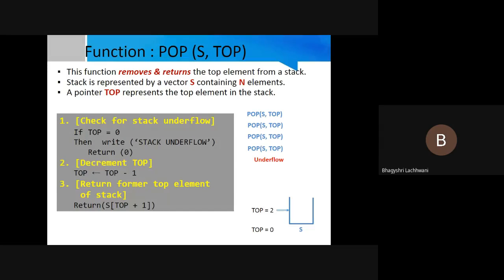That means whenever you are removing an item from the stack, it will be removed only from the top of the stack. Three steps you have to follow. First is to check the condition for stack underflow. Second is to decrement the top counter. And third is to pop the item that is on the top of the stack. Why top plus 1? Because we have already decremented the counter. That's the reason we have to do top plus 1.